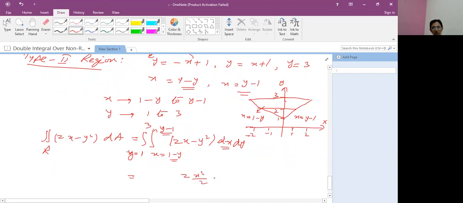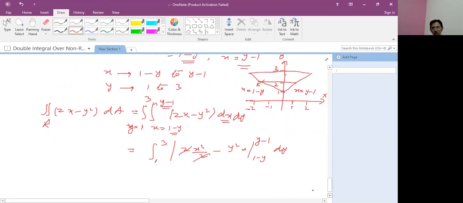2x square over 2 minus y square x. Then we are applying the limit in the next step. 1 minus y to y minus 1 into dy. So student, 2 divided by 2. Limit of y is 1 to 3. It is constant according to the definition of type 2 region because it is a limit of y.